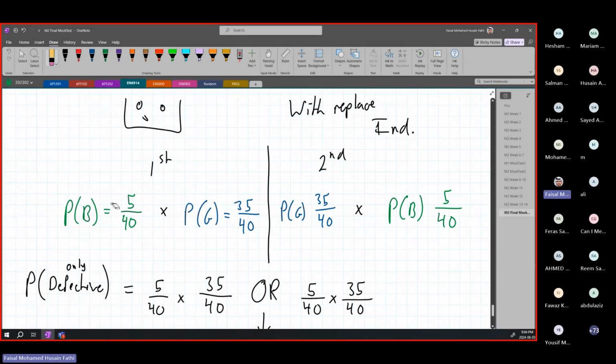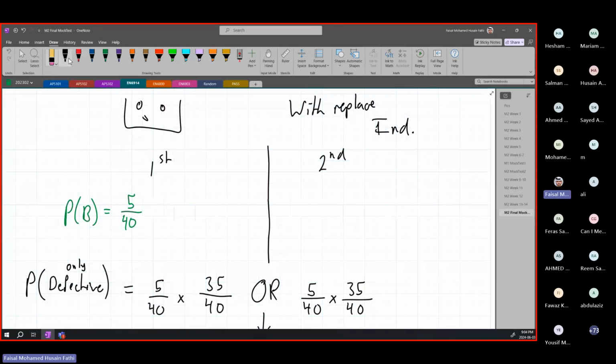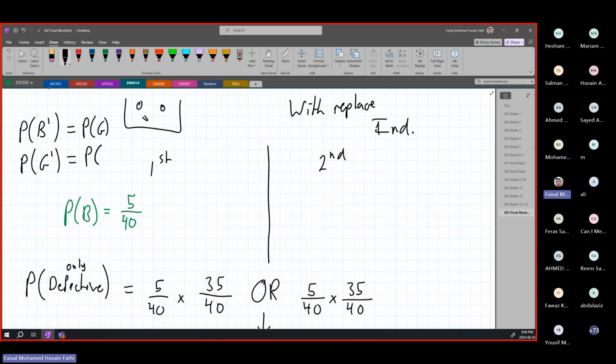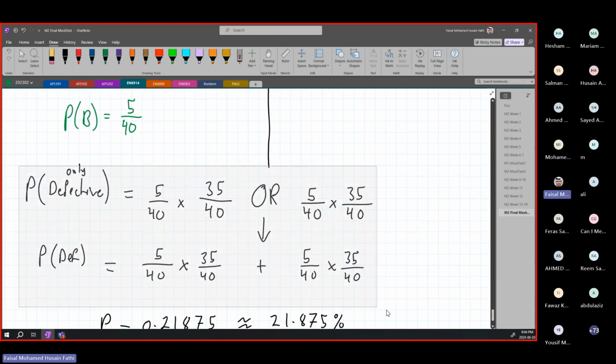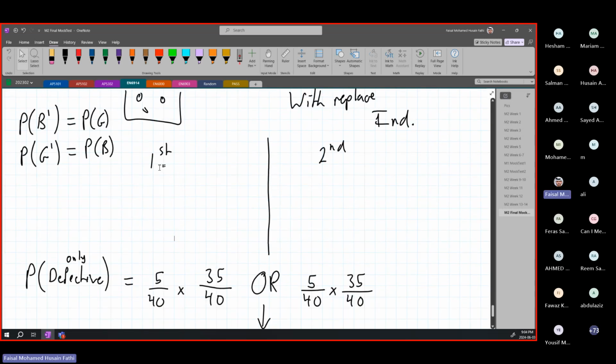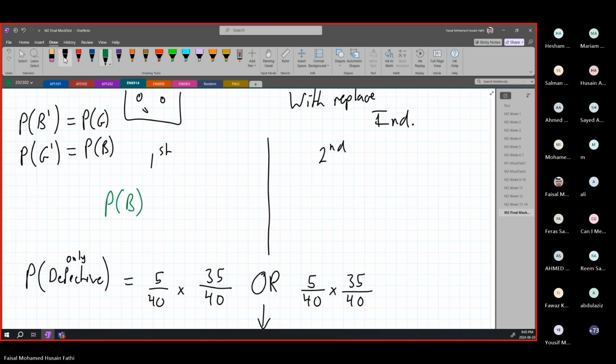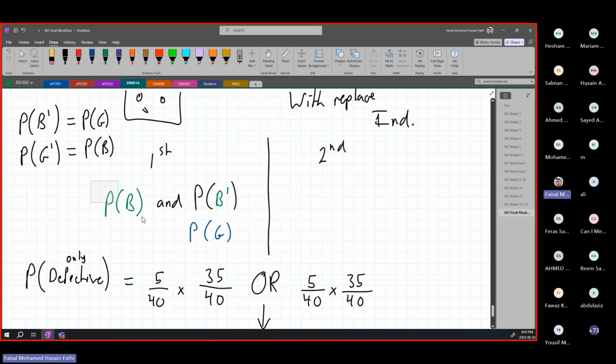To be more clear, if I mention it this way. Remember when I said P of not bad is equal to P of good, right? And the P of not good is equal to the P of bad. The way this will happen, if we look at it again from the beginning, is we want the first one to be a bad one and not a good one. So it's going to be P of B and P of B prime, or B not, which is P of G. This is what I meant earlier. This is the whole point of this.